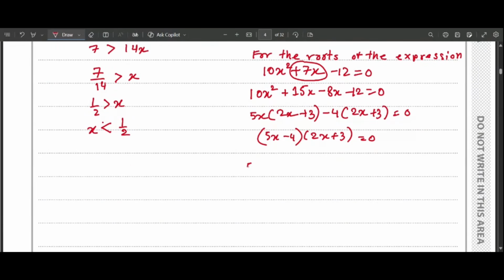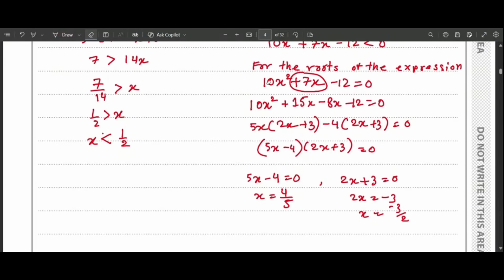So now I can equate the individual terms with 0. So 5x minus 4 is equal to 0. This will give us x is equal to 4 by 5. And the other factor is 2x plus 3 is equal to 0. This will give us 2x equals minus 3 and x equals minus 3 by 2. So we now have the two roots of this expression. We now have the two values of x at which our expression will be equal to 0.